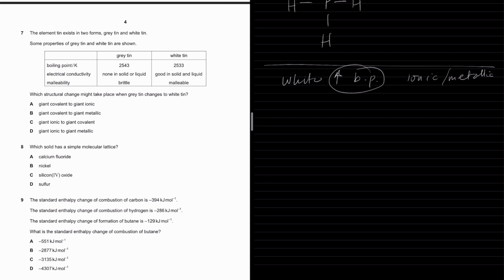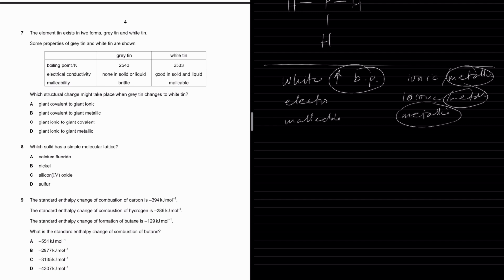Then electronegativity, it's more electronegative in white. So white tin is more electronegative. That's a property of ionic or metallic. And then the last one is malleable, right? And malleability is a property of things that are metallic. And so we can see that it's metallic throughout. So the change is going to be something to giant metallic.